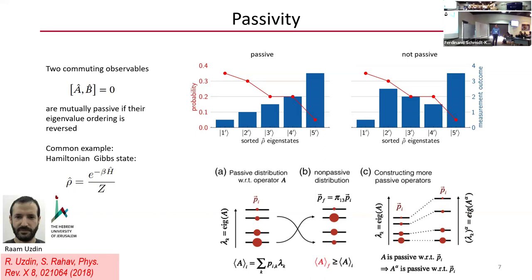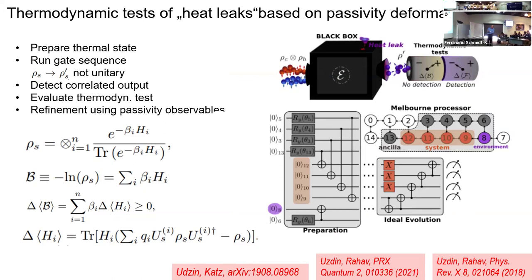Now we need a little bit of input. How do we make the algorithm work? We prepare a thermal state. That means we have to do incoherent pumping of spins so that we can attribute a spin temperature to each of the qubits. Then we run the gate sequence and look whether this evolution is non-unitary. And you can only detect the output of the measured qubits and not the one which is the leak.